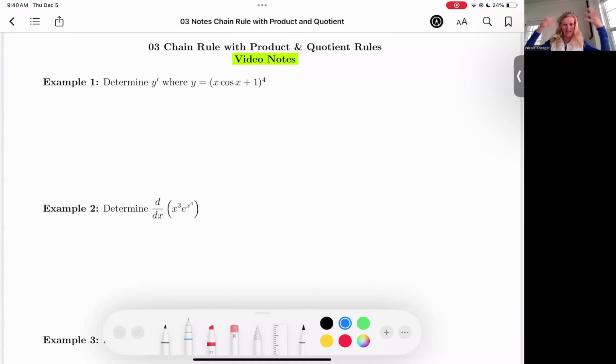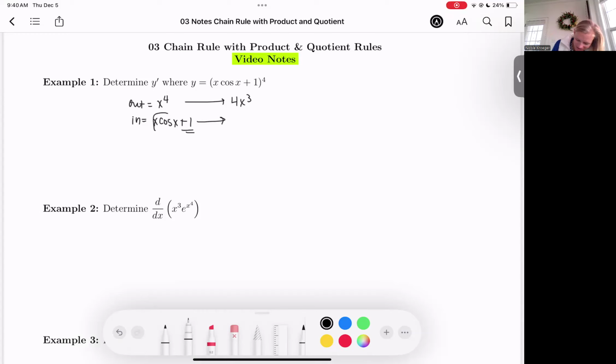So when I look at this first problem, this looks like a chain rule problem to me because I have a function inside of the fourth power. So my outside function here looks to be x to the fourth, and my inside function is all that stuff, the x cosine of x plus 1. The derivative of x to the fourth is 4x cubed. And then the derivative of this piece, the derivative of 1 will be 0.